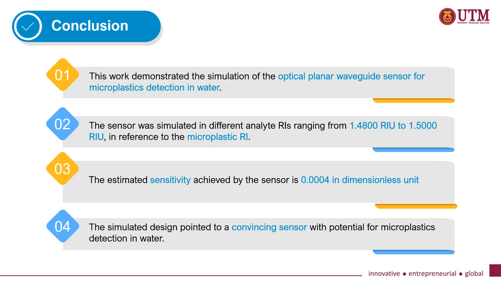As a conclusion, this work successfully demonstrated the simulation of the optical planar waveguide sensor for microplastics detection in water. The sensor was simulated in different analyte refractive index, ranging from 1.48 to 1.50 refractive index unit in reference to the microplastic refractive index. The estimated sensitivity achieved by the sensor is 0.004 in dimensionless unit. The simulated design pointed to a convincing sensor with potential for microplastic detection in water.